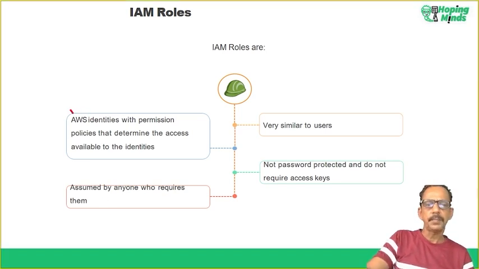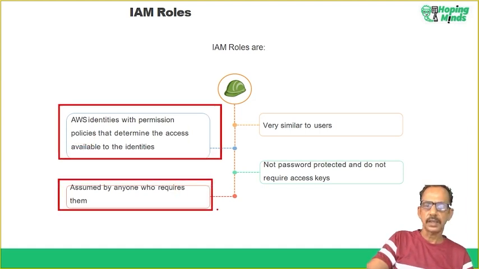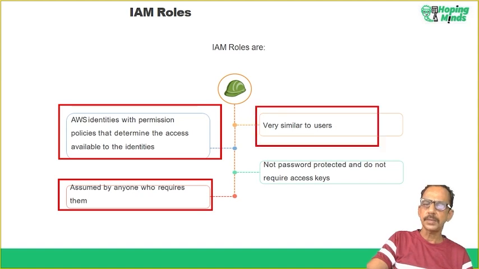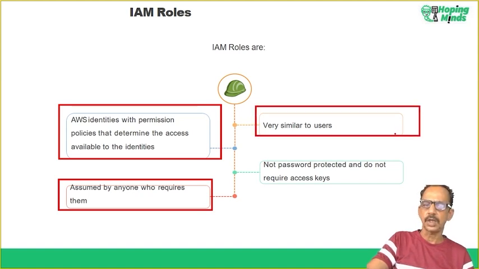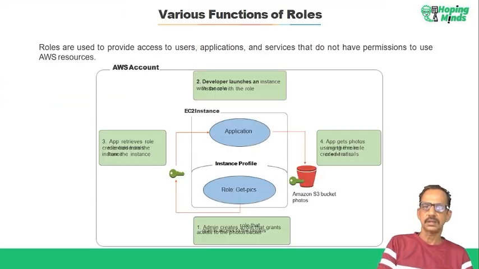An AWS identity with a permission policy determines the access available to identities assumed by anyone who requires them. It is very similar to a user, but not exactly the same. A role has no password and no access key. That is the difference. A user has a particular password or access key, but a role does not. It provides temporary credentials.